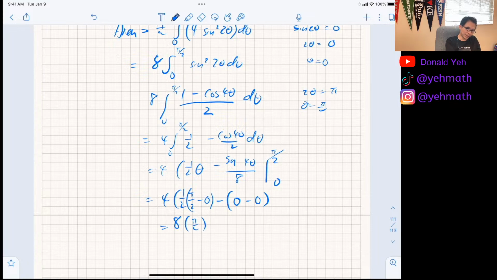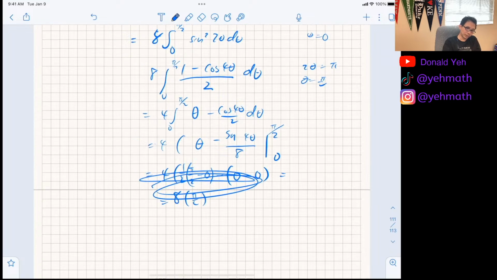So this one's just theta right here. And then it should be sine 4 theta over 4. So 4 times theta over 2, so it's 2 pi. That should be sine of 4 theta over 4. That doesn't matter for this part, but yeah, okay. I know it doesn't matter.